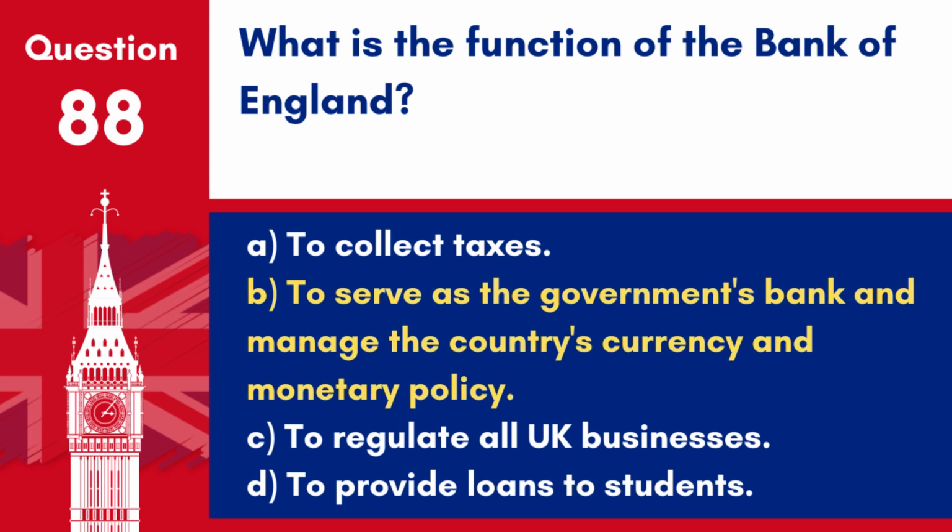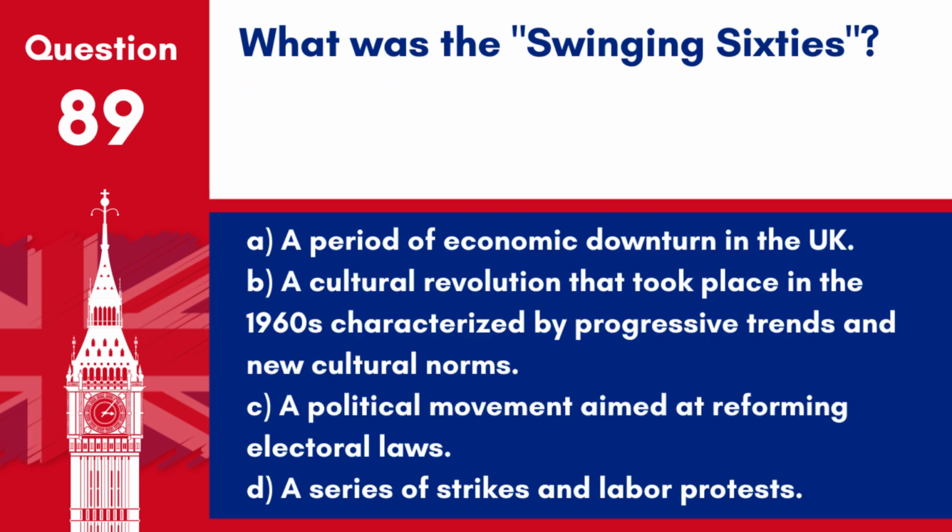Answer: B. To serve as the government's bank and manage the country's currency and monetary policy. The Bank of England acts as the central bank of the United Kingdom, setting interest rates and controlling the money supply. Question 89. What was the swinging 60s?